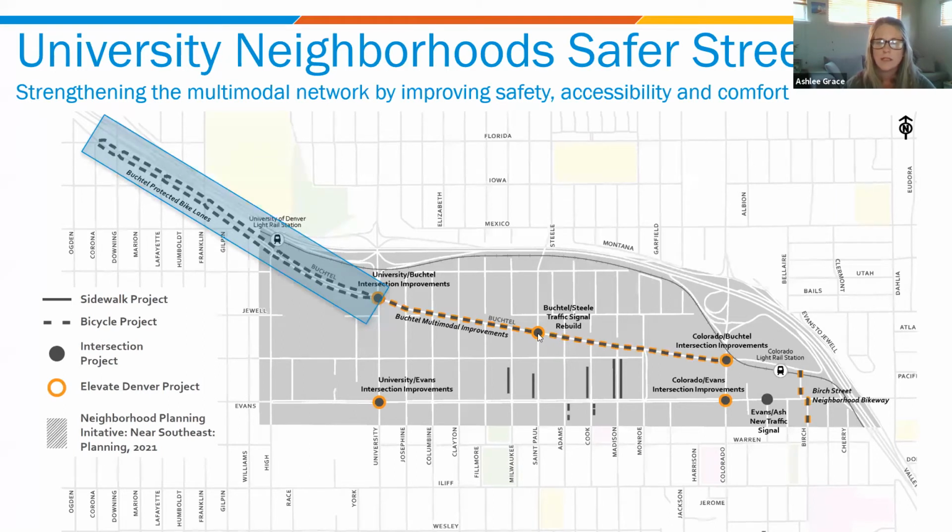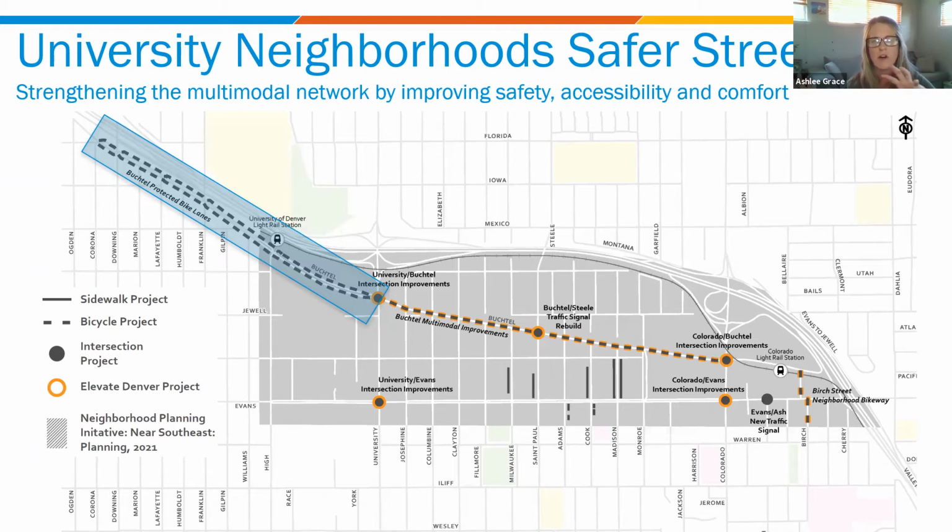We will also be out there building sidewalks this year. Some of you may have already received, if you have a sidewalk gap being filled in front of your home, you should have received notification by now. We will be building those this summer. Those are those solid lines. And then we have another signal going in, a new signal at Evans and Ash, and we will be starting design for the Birch Street Neighborhood Bikeway.